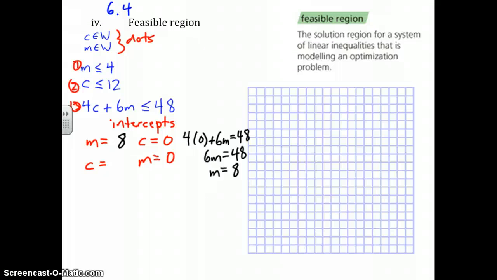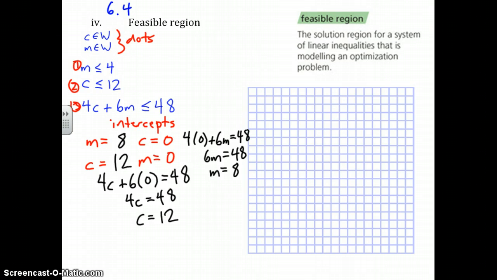For the second point on our line, we do the opposite. We go 4c plus 6, and in the spot of m we put 0, and again, it's just a line, so equals 48. We get 4c equals 48. Divide both sides by 4, and we get c equals 12. So we get a c intercept of 12. Those are our two intercepts. That means on our graph, for the m value we need to go up to about 8, and up to about 12 or higher for c. Looking back up here, that'll work with both of these: m is less than or equal to 4, c is less than or equal to 12.